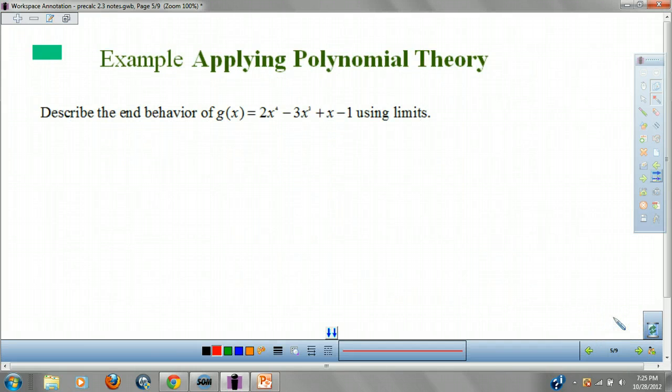Okay, next let's talk about end behavior. We want to look at the end behavior of this guy right here: 2x^4 minus 3x^2 plus 1. I'm going to talk a little bit about limit notation first. So hold on to this stuff, guys. We can put a little sidebar.